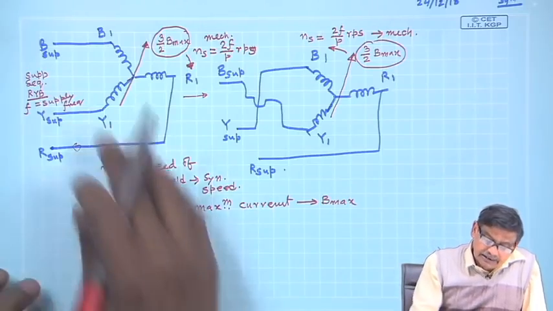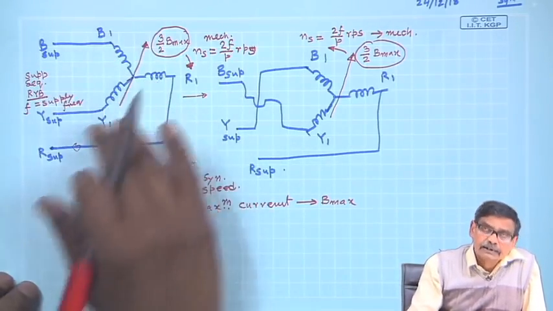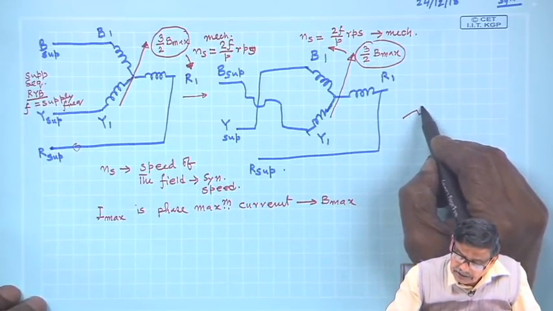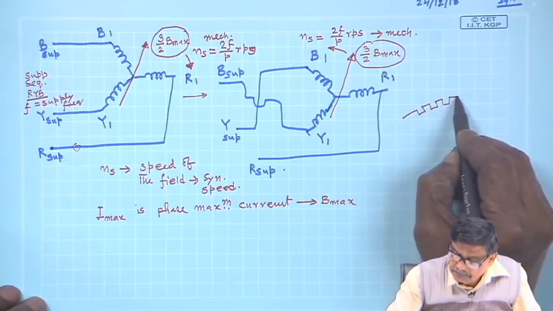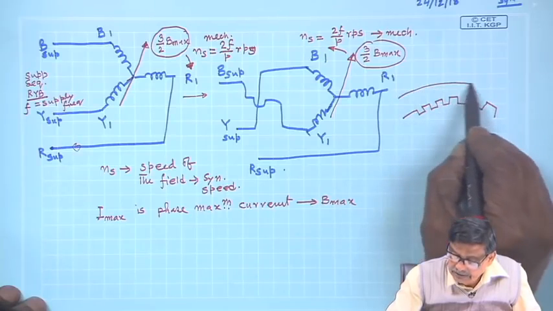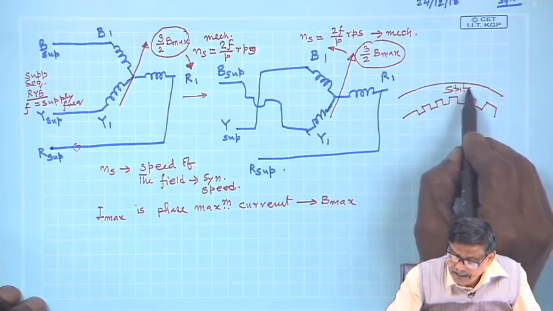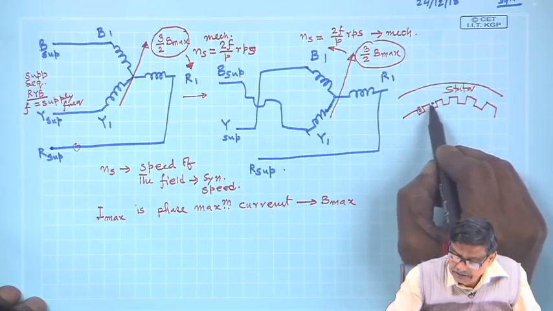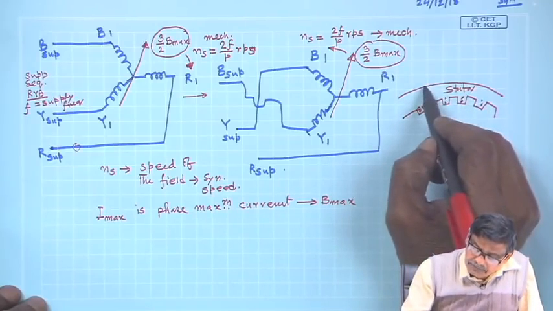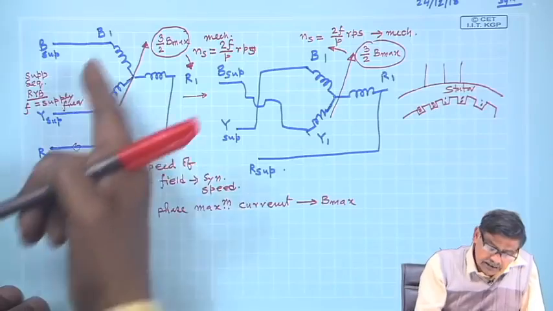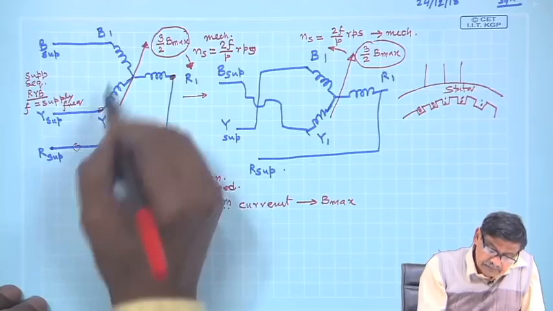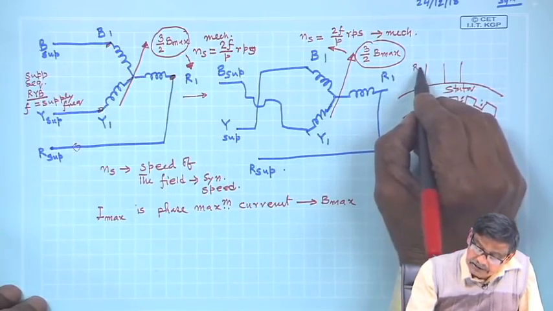Now, imagine that this winding is lying on a stator structure like this. There were slots. I am drawing symbolically. It is like this, and this is the stator iron, and it houses a 3-phase balanced winding like this, and from these, 3 terminals come out, that we are calling R1, Y1, B1 machine terminals, and to which I have connected this supply.